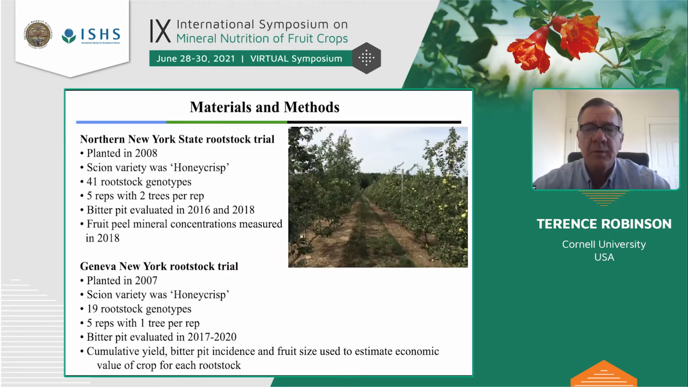In this report, we're reporting on two other trials that we have been conducting for several years, where we are looking at a broader group of rootstock genotypes. The first trial was planted in northern New York near the Canadian border in 2008. The scion variety was Honeycrisp, and there were 41 rootstock genotypes in this trial with 5 replications and 2 trees per replication. We evaluated bitter pit in 2016 and 2018.